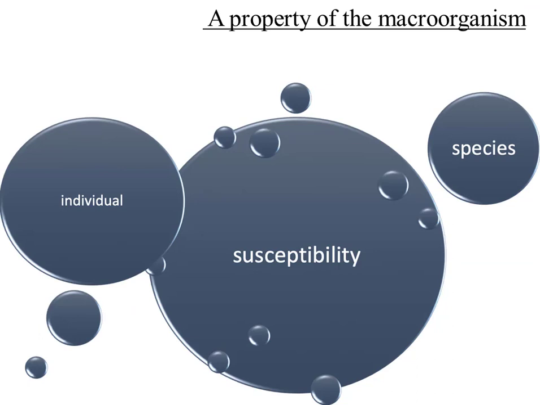A property of the macroorganism affecting the course of infection is susceptibility. It can be species and individual. The individual is determined by the status of a specific organism and depends on the quality and intensity of invasive and aggressive properties of the pathogen and the number of pathogens at the infectious dose, the critical dose below which disease cannot develop. Condition of the entrance gate.